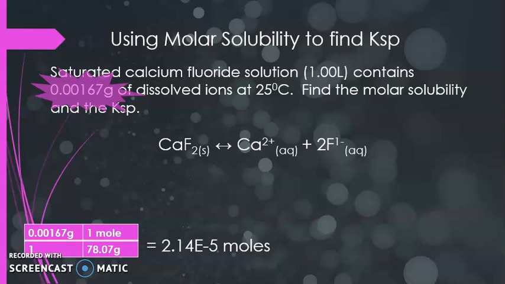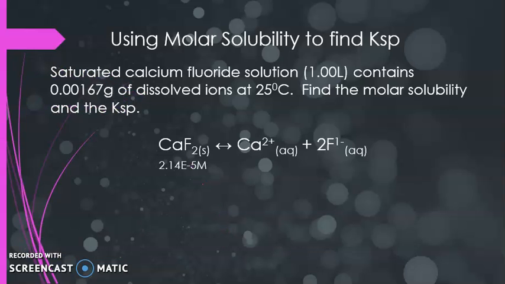Again, I need molarity. I'm given 1.00 liters. So I'm going to divide those moles by those liters and come up with a molarity. That molarity is, in fact, the molar solubility of the calcium fluoride. That does, in fact, represent 100% of the material that is going to dissociate. So now I can actually assign the concentrations of both the calcium and the fluorine ions.